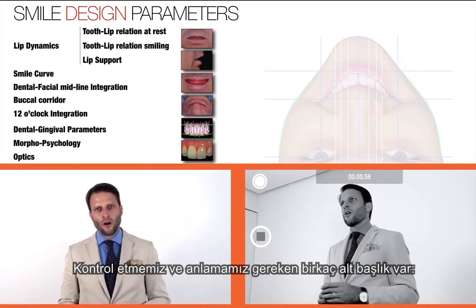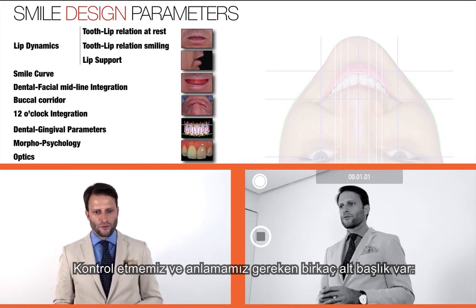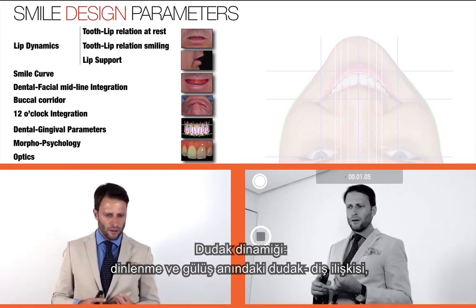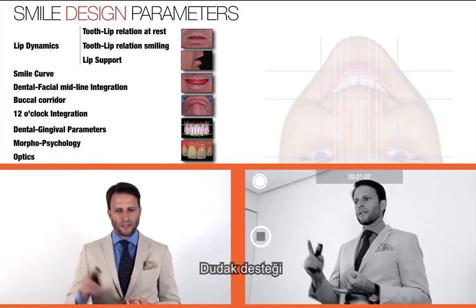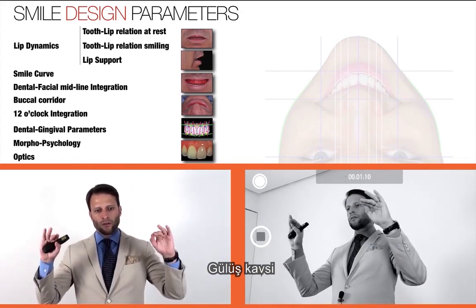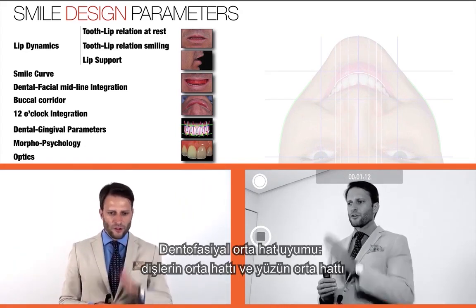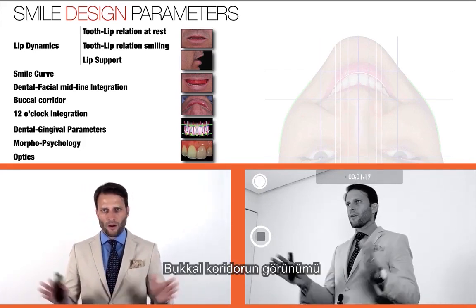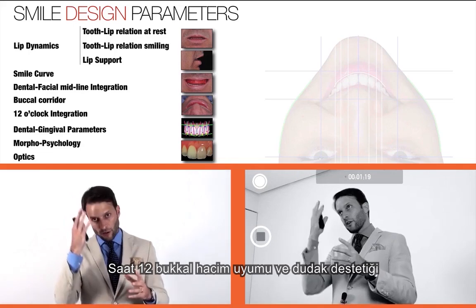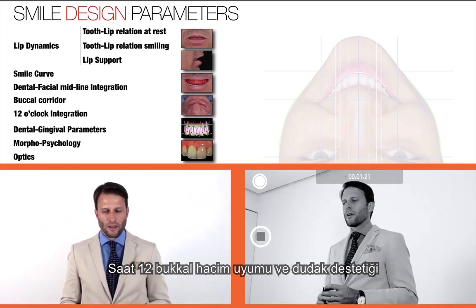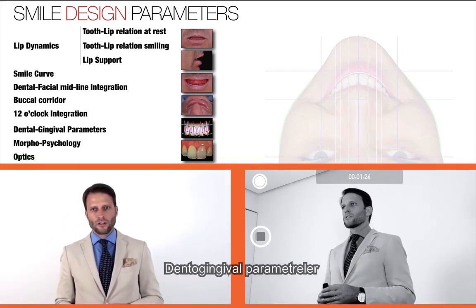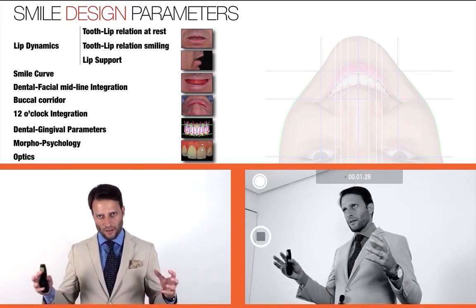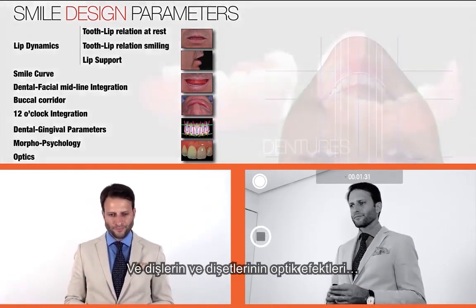There are several subtopics here that we need to control and understand. Lip dynamics, the relation with the lips at rest and smiling, lip support, the smile curve, the dental-facial midline integration, the dental midline and the facial midline. Buccal corridor aspect, the 12 o'clock buccal volume integration and lip support. Dental gingival parameters, morphopsychology and the optic effects of the teeth and gum.